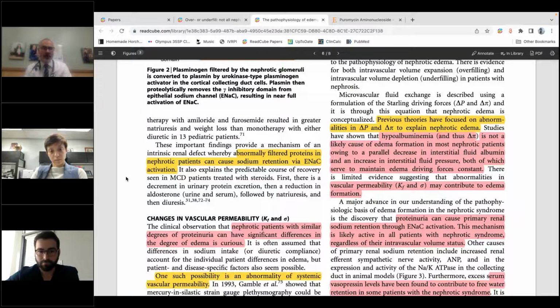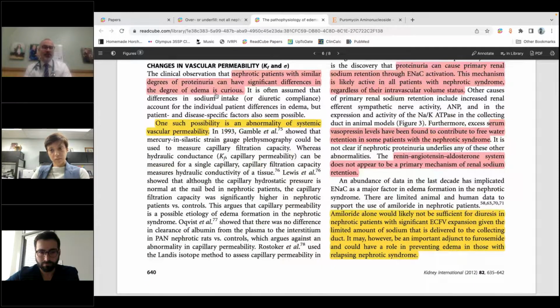Lastly, they go in to talk about the changes in vascular permeability. Again, here's our vasculitis-type scenario, where you can have multiple patients with that same magnitude of proteinuria. One might have edema and the other doesn't. So why might that be the case? Maybe there are changes in vascular permeability that can account for it.